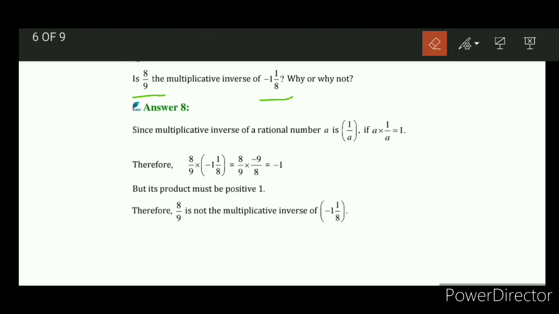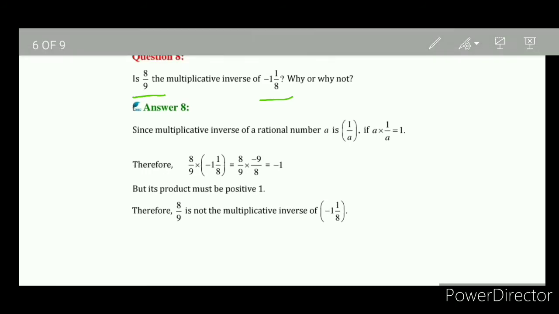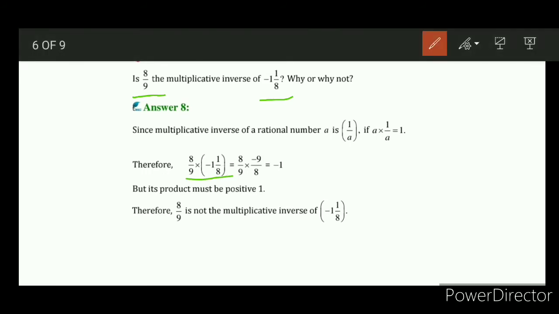Now look at the calculation. First write in the form of product: 8 by 9 into minus 1 by 8. Then it is in the form of a mixed fraction. We know how to convert it into improper. Minus 9 by 8 is the improper fraction of minus 1 by 8. If you multiply these two, what are you getting? Minus 1. But its product must be positive 1. Therefore, 8 by 9 is not the multiplicative inverse of minus 1 by 8. Copy down.